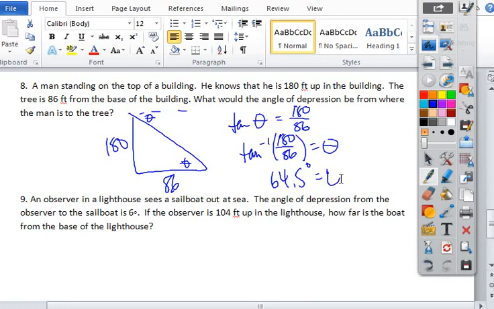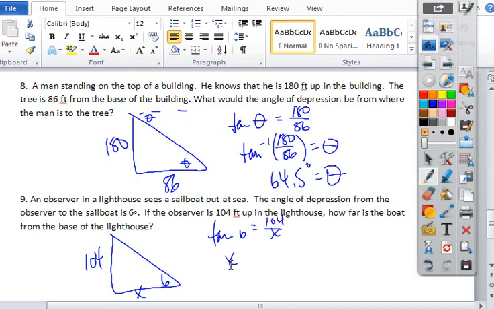All right. Number 9, observer in the lighthouse sees a sailboat out to sea. Angle of depression is 6, so that's the same deal there. If he is 104 feet up, how far is it from the base? I would set it up that way. Tangent of 6 equals 104 over x. I'm going to divide. 989.5. Sounds right.